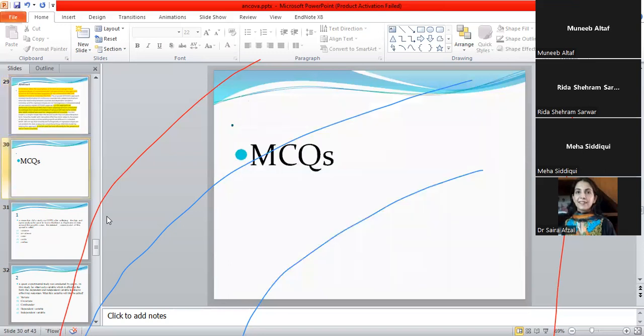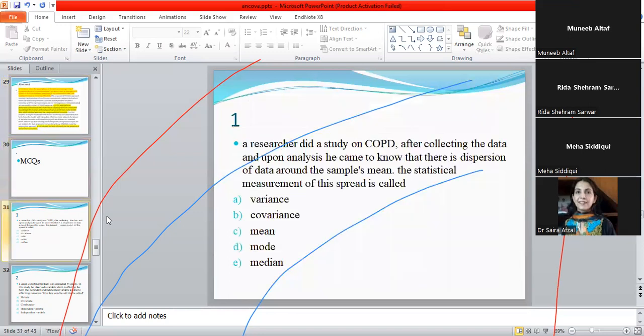So it's time for the MCQs. Question number 1. A researcher did a study on COPD. After collecting the data and upon analysis, he came to know that there is a dispersion of data around the sample mean. The statistical measurement of this spread is called: A, variance; B, covariance; C, the mean; D, the mode; and E, the median.